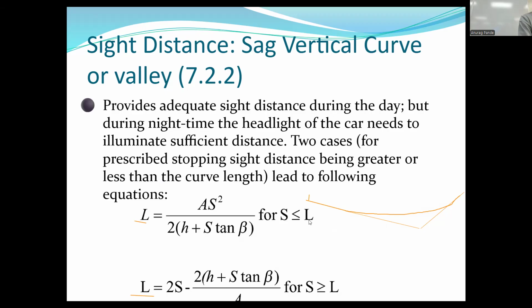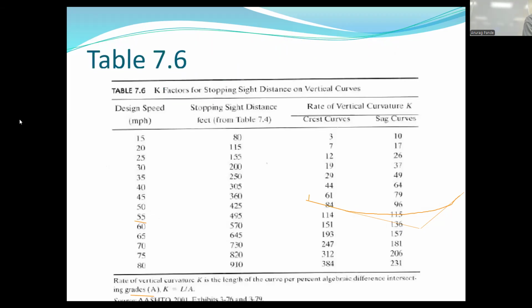One is for S less than or equal to L, if you're trying to locate the object within the curve, and the other is if you're trying to locate the object beyond the curve. So these are the two formulas. Again, I told you, you'll never have to apply these formulas because we have an easy, ready-to-go table that looks something like this.